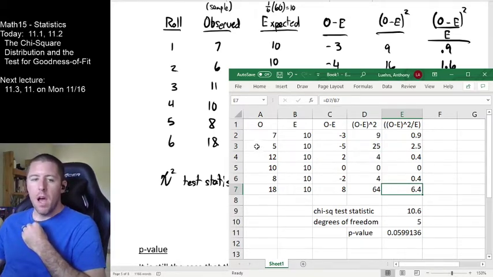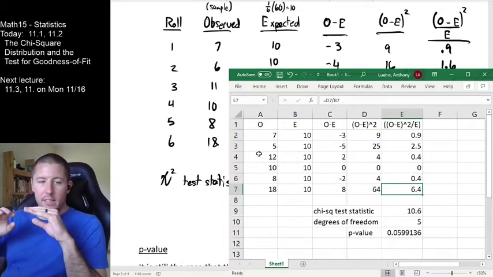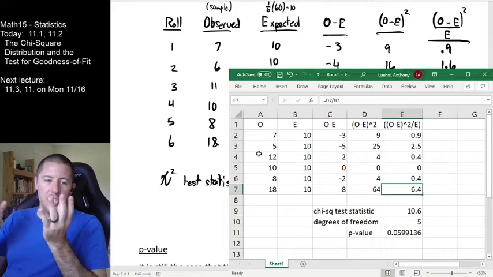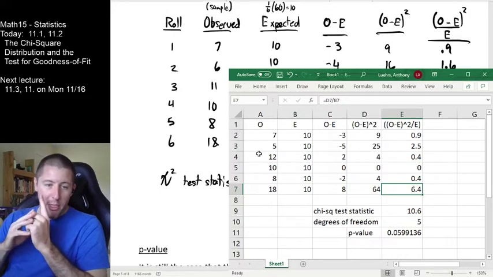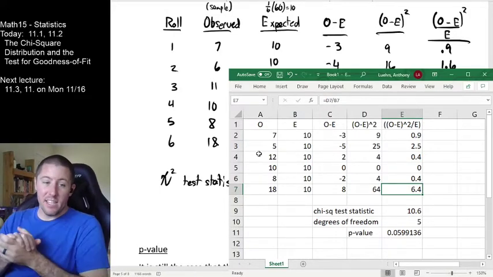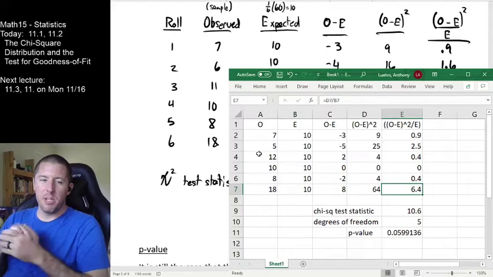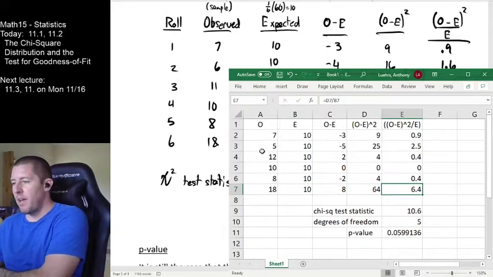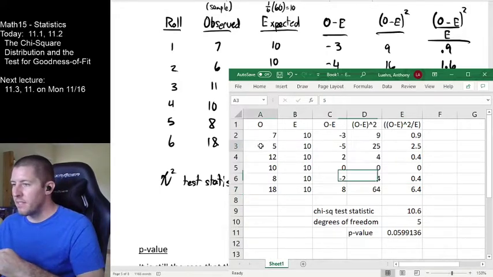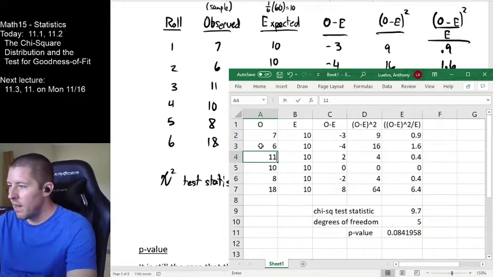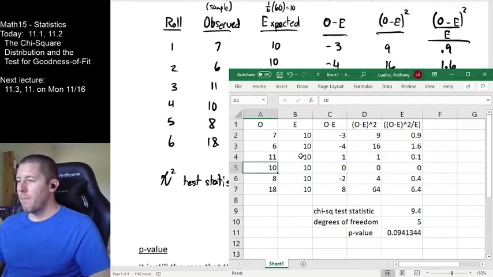So the point here is having everything off by a little is not going to give us a large test statistic. Having a few things be off by a lot is more likely to give us these large test statistics, because of the fact that we're squaring how much error we had from our expectation. So let me just fix these numbers so that this isn't wrong right here. There we go. That was exactly the problem that we had.